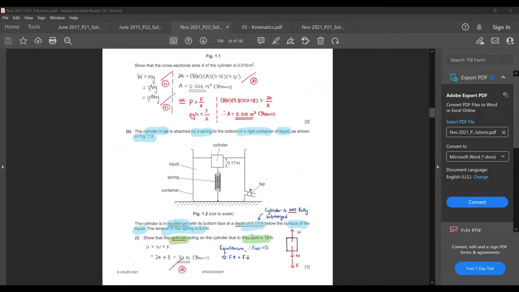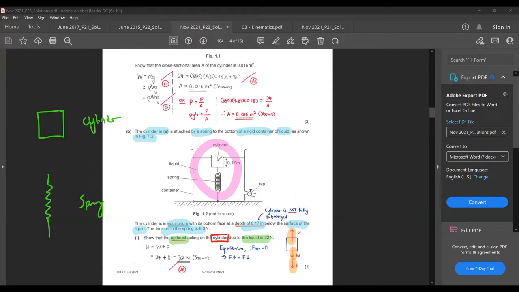You consider the cylinder. They're asking you to find the upthrust on the cylinder. I know that the upthrust on the cylinder is always going to be acting upwards. For the cylinder itself, you have weight as well as the spring force acting on it. Now this system here, you can think of it as having two different individual objects. The first one is the cylinder. The second one is the spring itself.